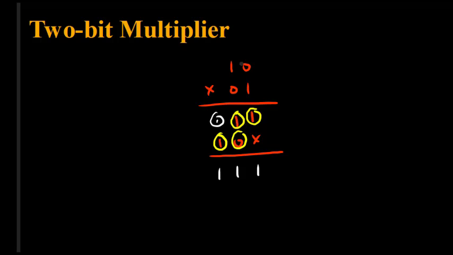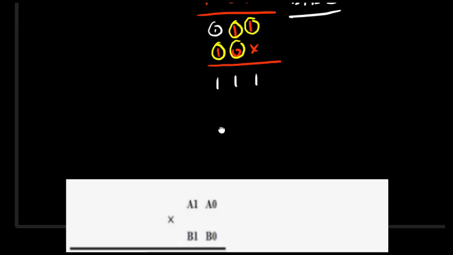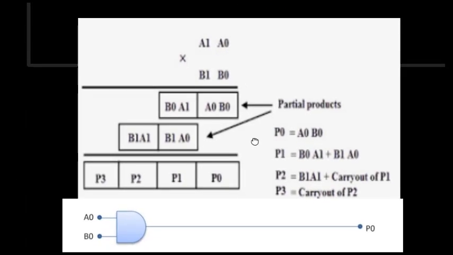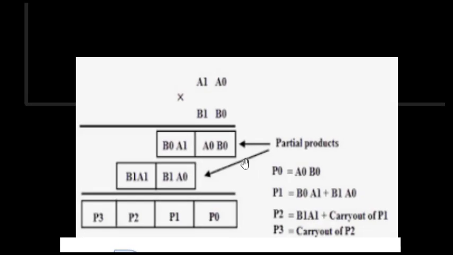Okay, this is a 2-bit number. Suppose we make this 2-bit number in general A0, A1, and this is B0, B1. These are the 2-bit numbers. If we multiply them, in general we get this. As we can see, A0 B0 is a partial product. Then A1 gets multiplied by B0, A1 B0. Then in the next step, B1 into A0, then B1 into A1. These four are the partial products.